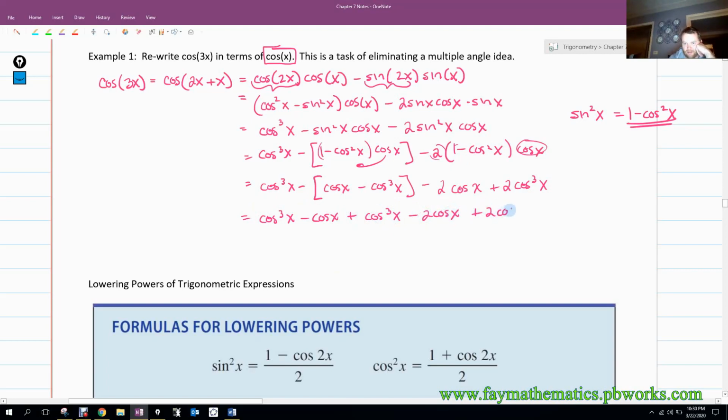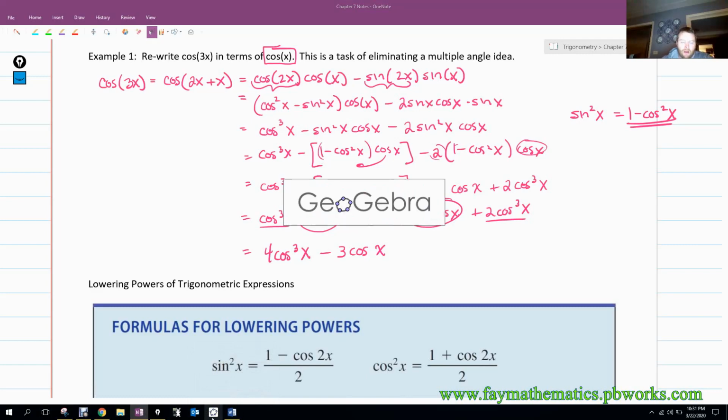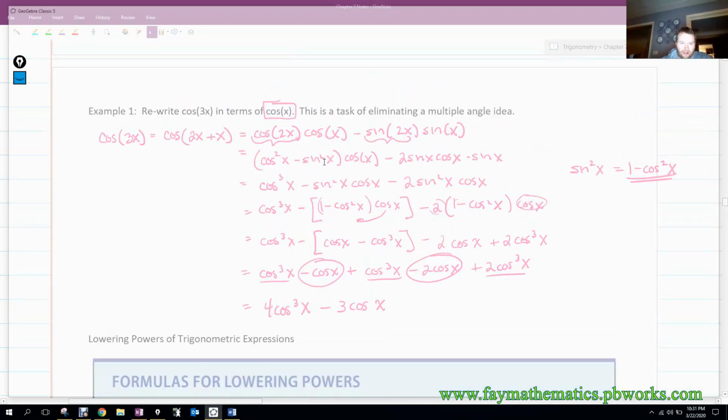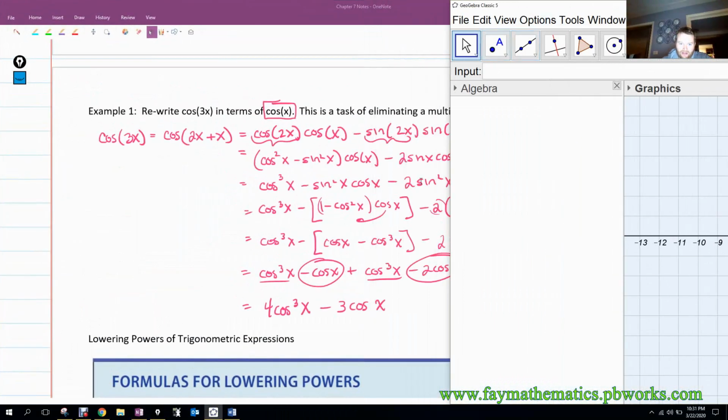So now you see that everything is in terms of cosine x. I should combine like terms now. So cosine cubed plus cosine cubed plus 2 cosine cubed is 4 cosine cubed, minus cosine x minus 2 cosine x, so minus 3 cosine x. And now we see that we have rewritten cosine 3x so that the argument is only now 1x, cosine 1x.